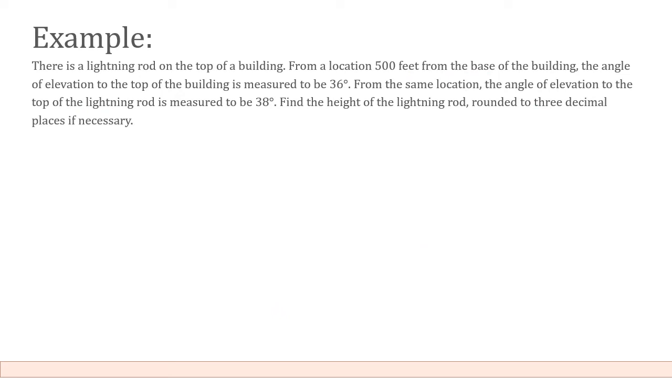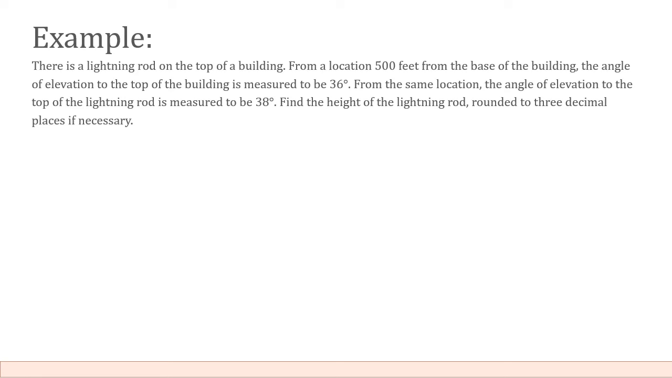So let's try another example. There is a lightning rod on the top of a building. From a location 500 feet from the base of the building, the angle of elevation to the top of the building is measured to be 36 degrees. From the same location, the angle of elevation to the top of the lightning rod is measured to be 38 degrees. Find the height of the lightning rod rounded to 3 decimal places if needed.